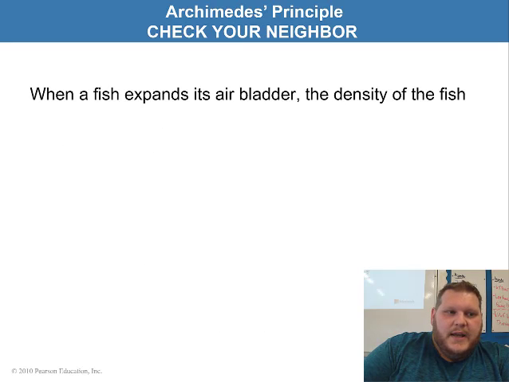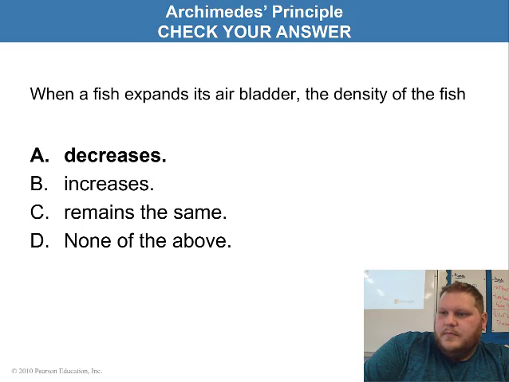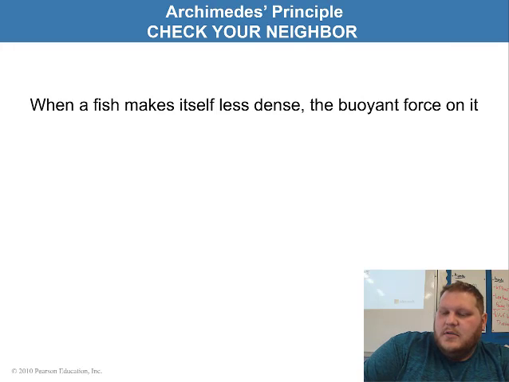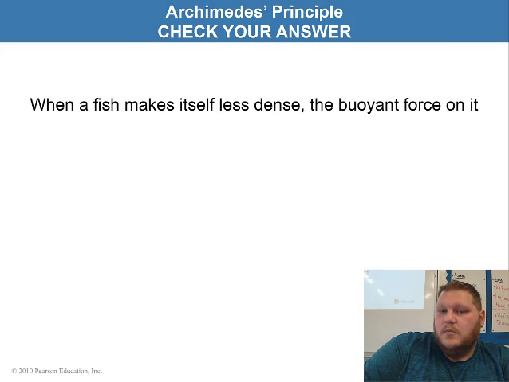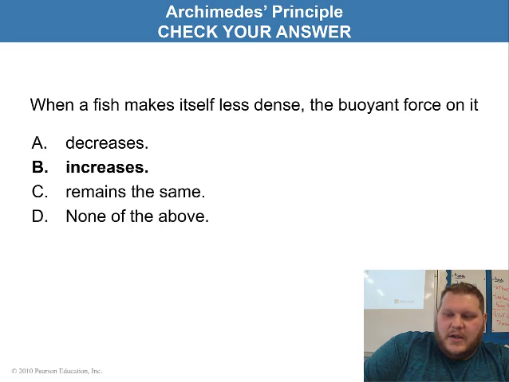When a fish expands its bladder, what happens to its density? Most fish have little air sacs, air pockets that they can expand or deflate, kind of like ballasts in a submarine that they can inflate with air. That gives them a greater volume for the same amount of mass, so their density decreases. It makes itself less dense, which means the buoyant force on it is going to increase.